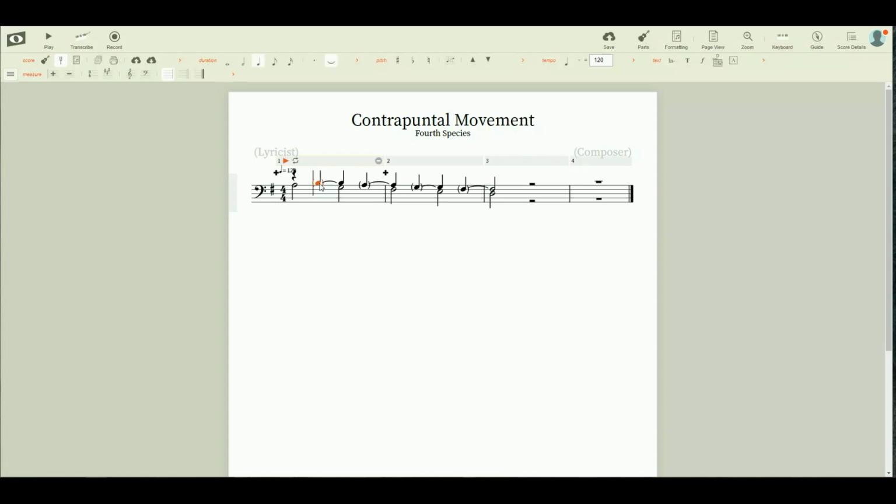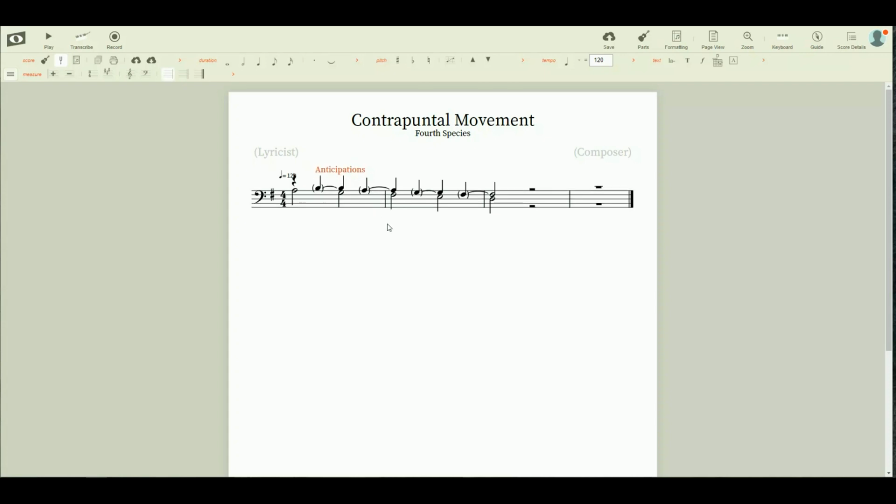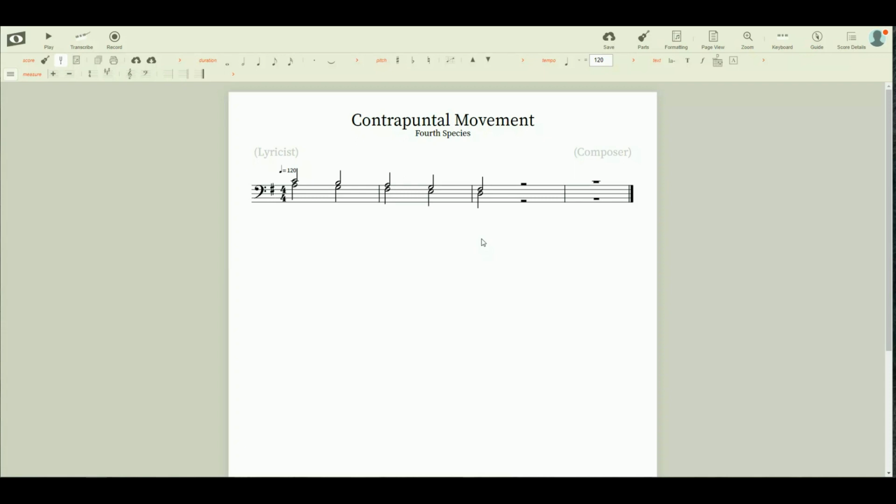Because they're on the weak part of the measure, we are going to call these anticipations, because they anticipate what's about to come. They're dissonant, and then they're held over into a resolution. So these are anticipations. All right, poof. We used some video editing to get everything back to the way it was.